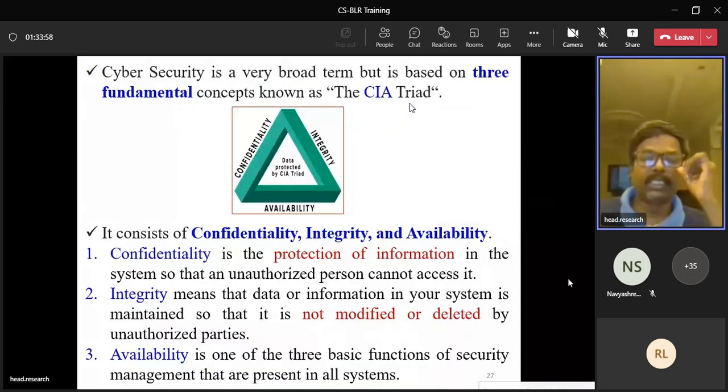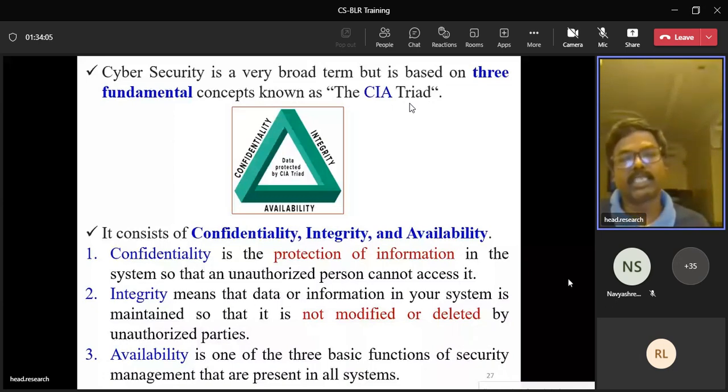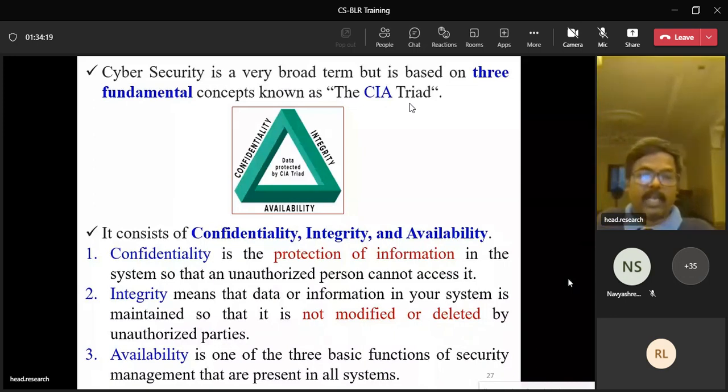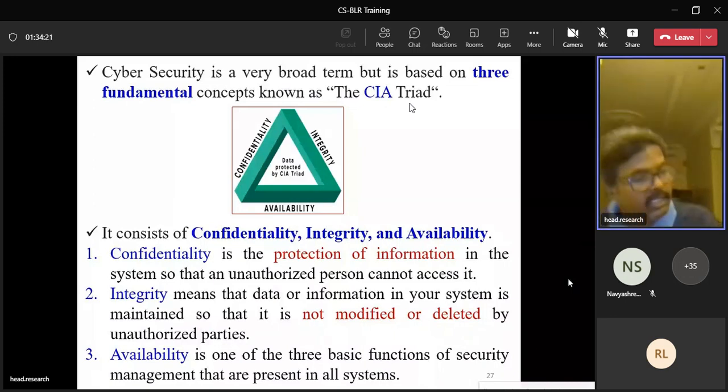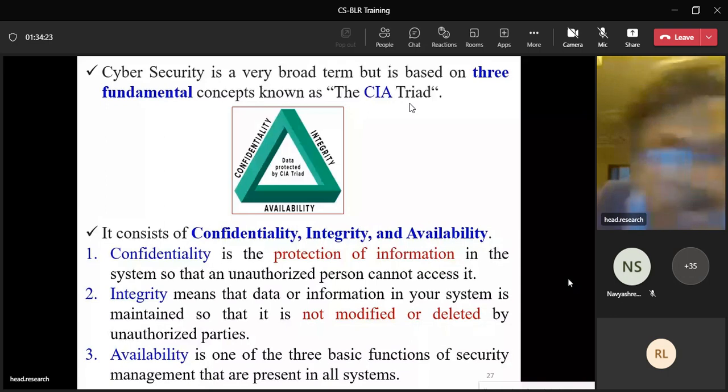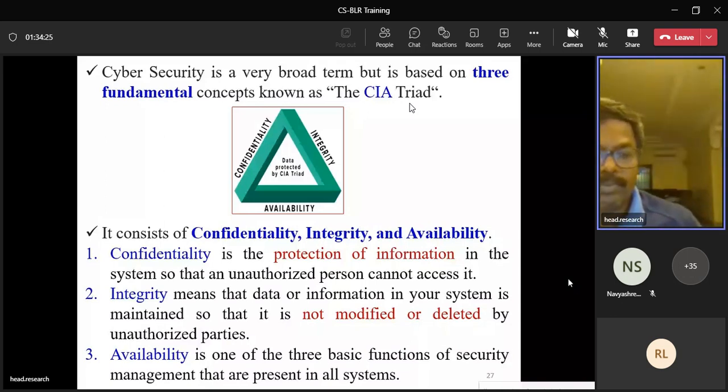Cyber security is a very broad term, but is based on 3 fundamental concepts called the CIA triad. It consists of confidentiality, integrity, and availability. Confidentiality is the protection of information in the system so that an unauthorized person cannot access it, unless you are an authorized person using that information.